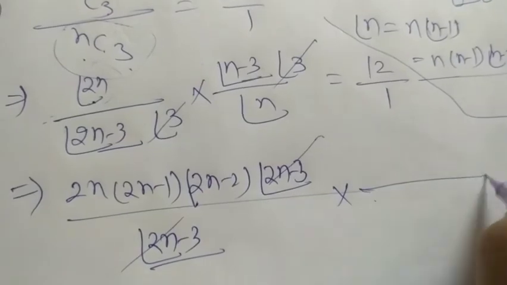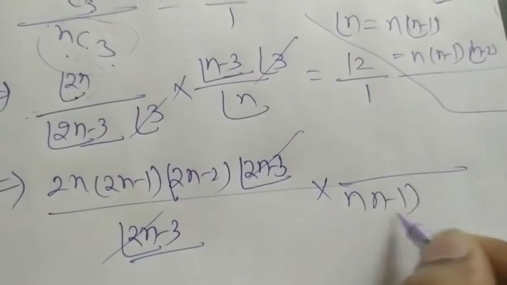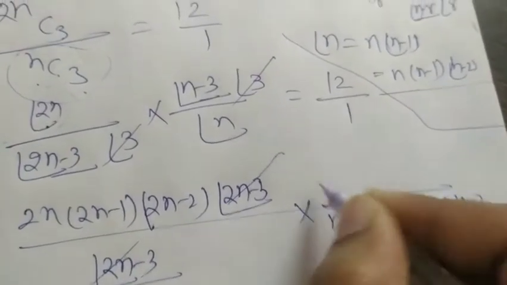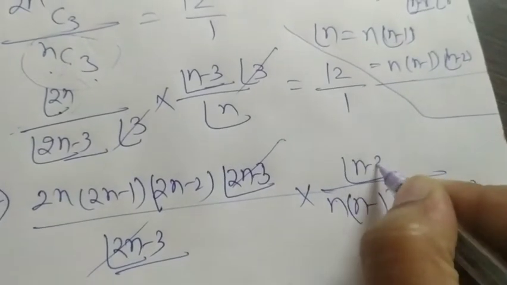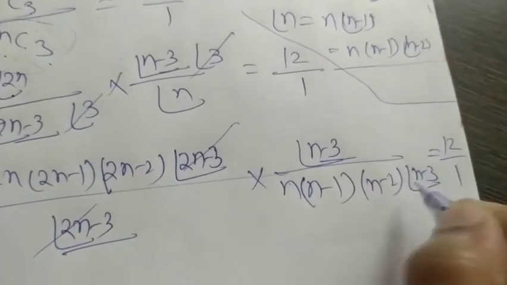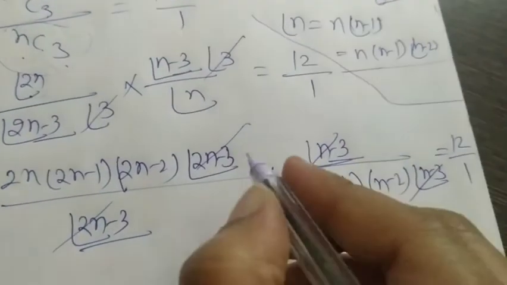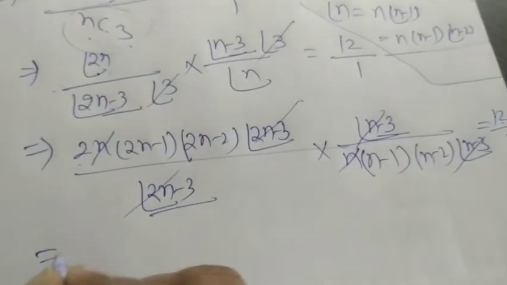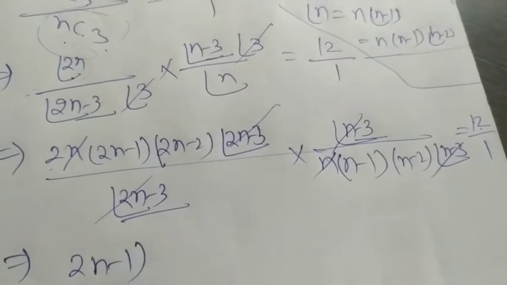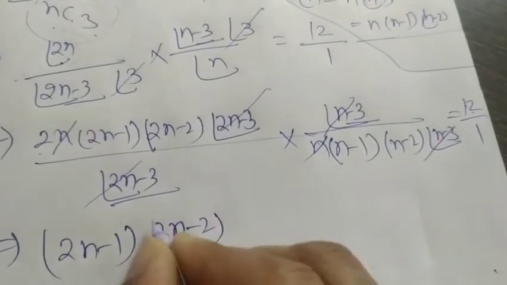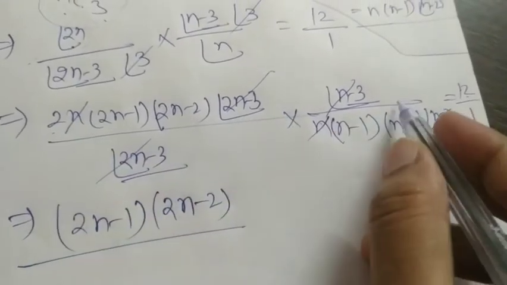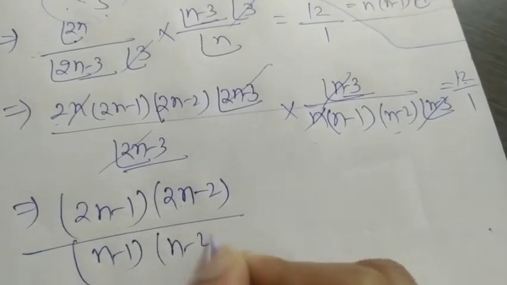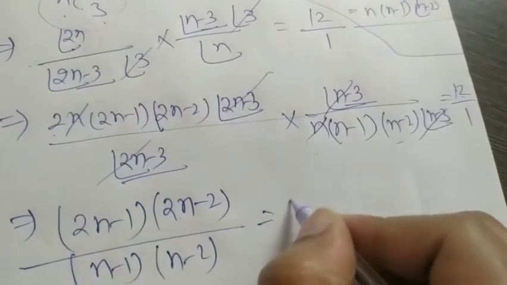Again on this side, taking n minus 1, n minus 2, the remaining is factorial n minus 3, and in the numerator I have n minus 3, equal to 12 upon 1. This and this term are cancelled out. This n and n are cancelled out. This 2 will be cancelled here, so the remaining is 6. So I am left with 2n minus 1, 2n minus 2 upon n minus 1, n minus 2 will be equal to 6.